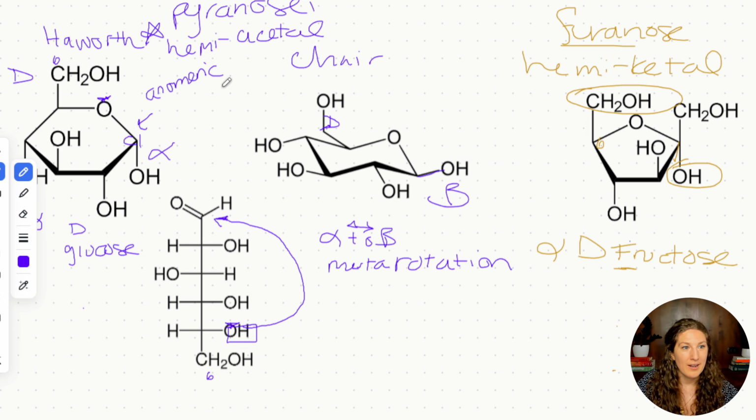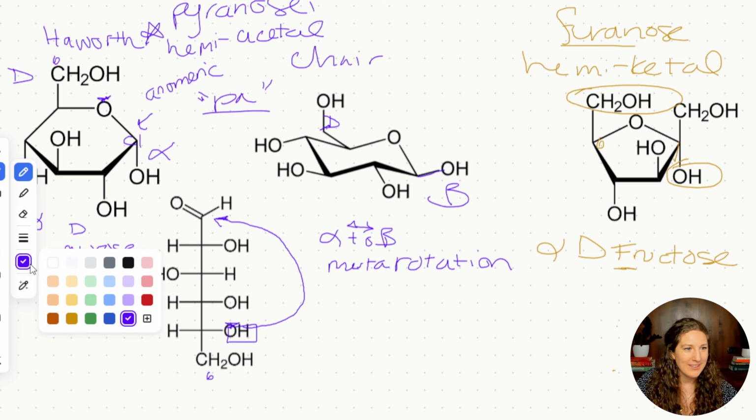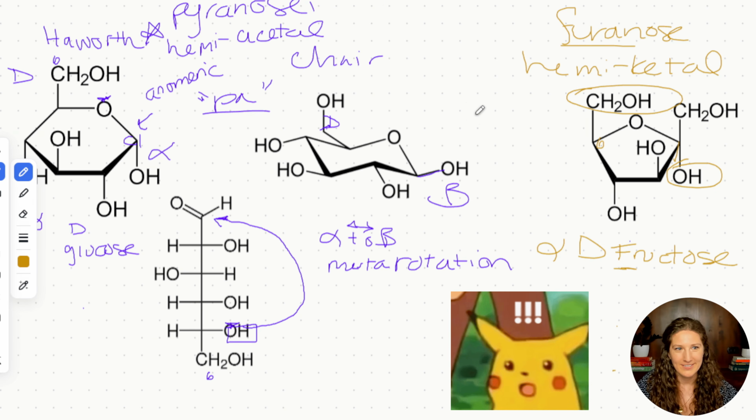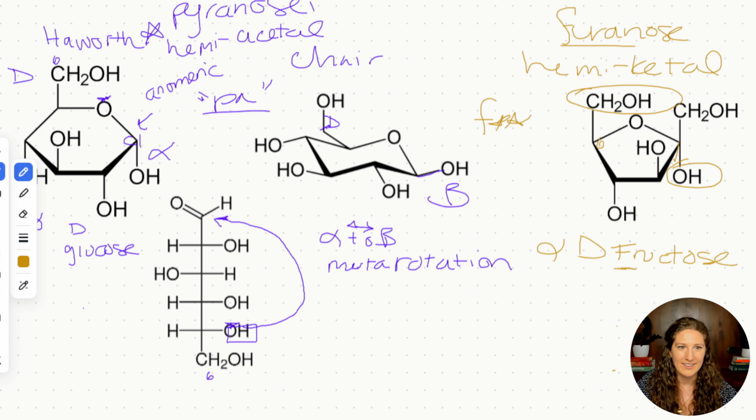I remember that with the mnemonic PA, so the P's and the A's go together. And then on the other side, this is a little non-PC, but the F's and the K's go together. That's how I remember furanose, fructose, ketal, ketose. The F's and K's go together there. So again, these types of naming conventions do come up often on practice questions on the MCAT, which means they're likely to show up on your test day.